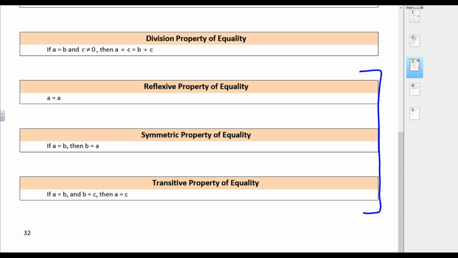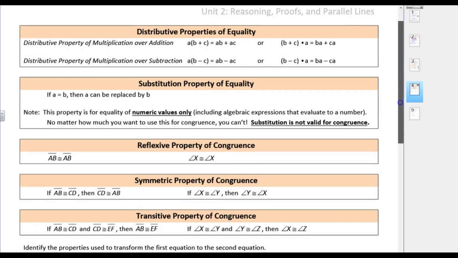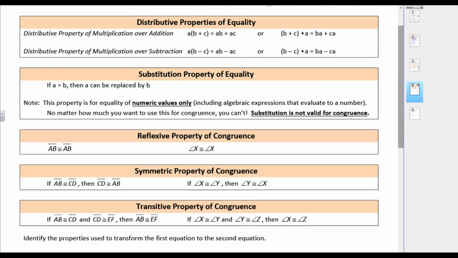And the third is the transitive property. This is almost like a chain reaction property. If A equals B and B equals C, then A equals C. So those are your three new properties. We also have the distribution properties of equality. Basically, it just says that you're able to distribute either over addition or over subtraction. You've used this a ton in the past.